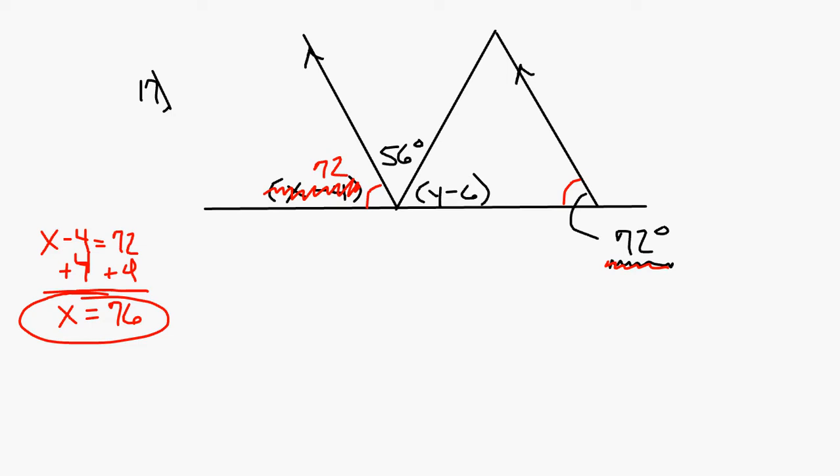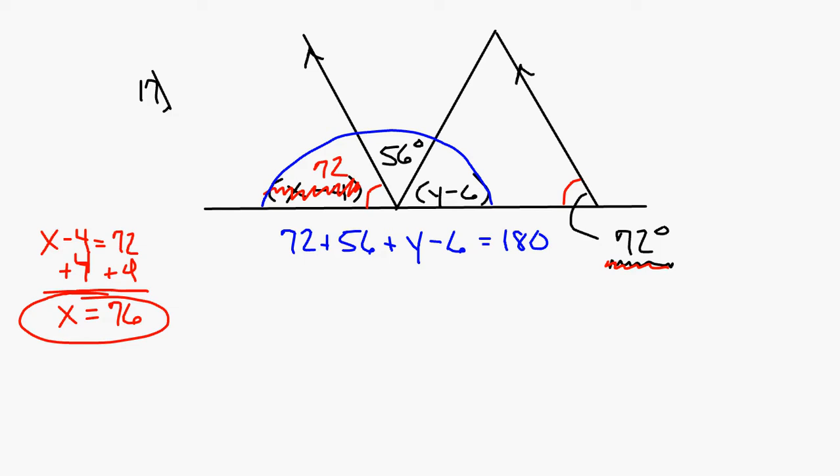These three angles together form a straight line. So the sum of these angles is equal to 180. So 72 plus 56 plus y - 6 is equal to 180. So you've got to combine your like terms.